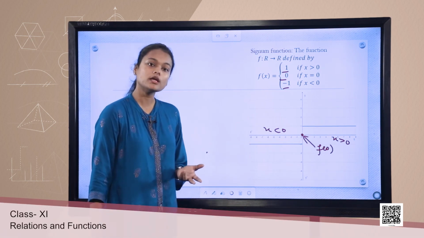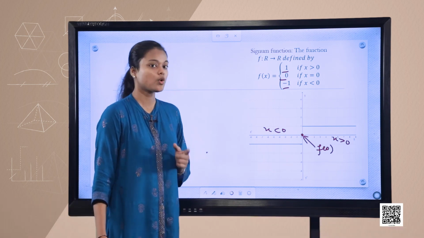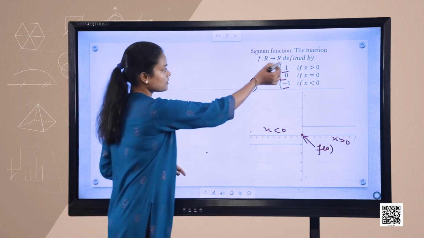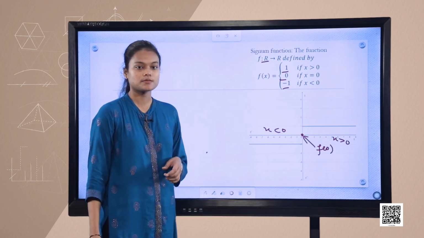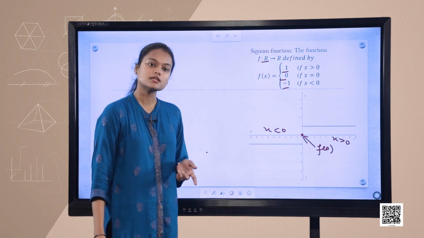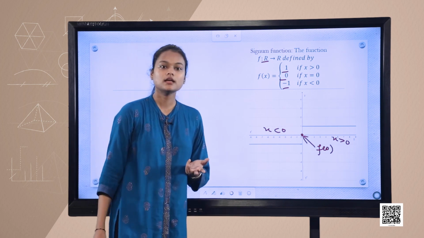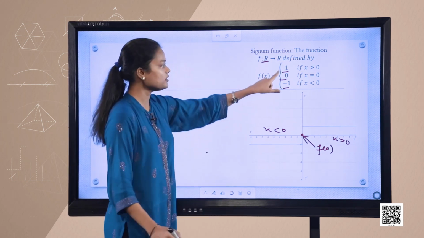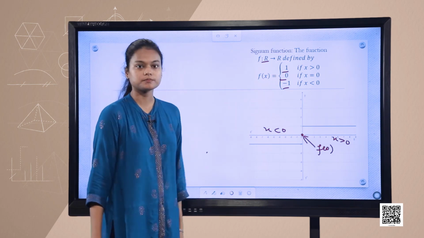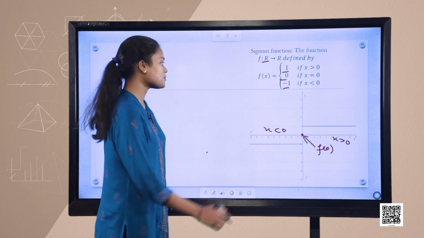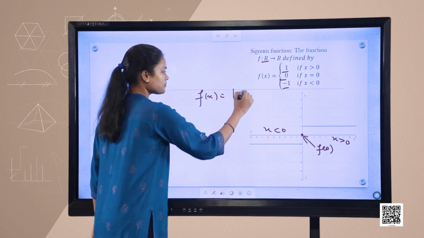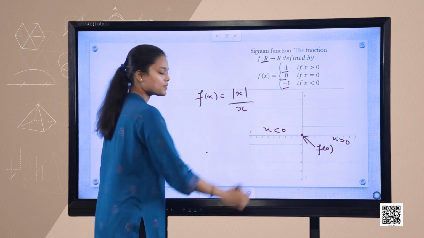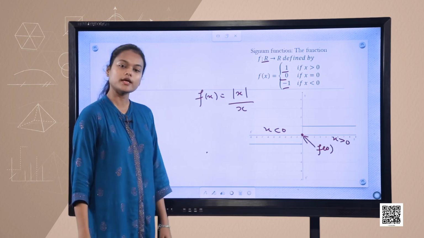So what will be the domain and range? Domain is R, the set of all real numbers. And range, how many values is it taking? 3. So the range is 1, 0 and minus 1. You may notice that we can write this function as this as well. Why is this so?